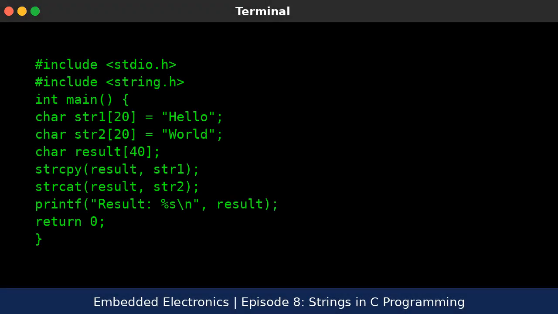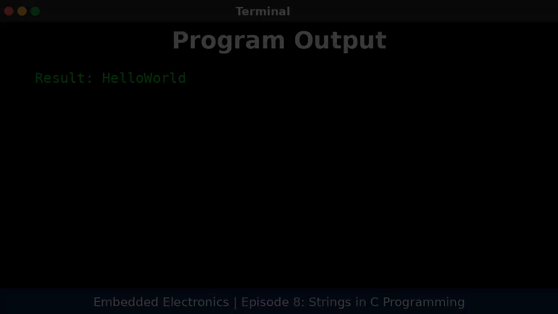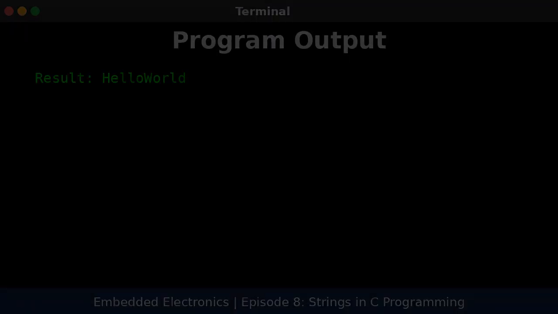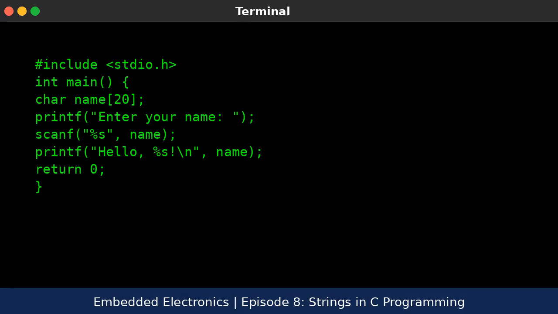Here is an example that copies one string and concatenates it with another using functions from string.h. When you run this program, it displays the combined string as the final result. This example reads a name using scanf and prints it using printf with the %s format specifier.